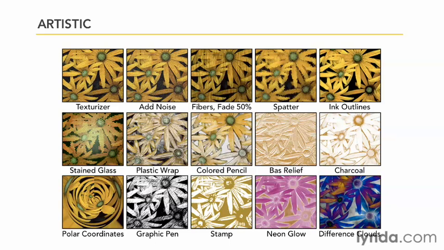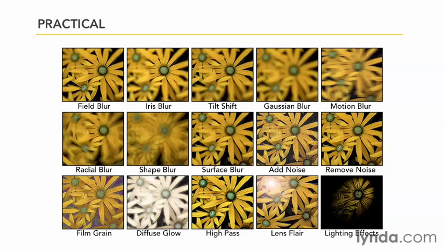Let's take a look at some of the more practical filters. By practical, I mean these are filters that we're going to add to an image to kind of make an adjustment to that image, whether it's blurring the images with the new field or iris or tilt shift blur in Photoshop, or using some of the traditional blurs like the Gaussian blur or the radial blur, and then using those in combination with blend modes and opacity to create special effects.